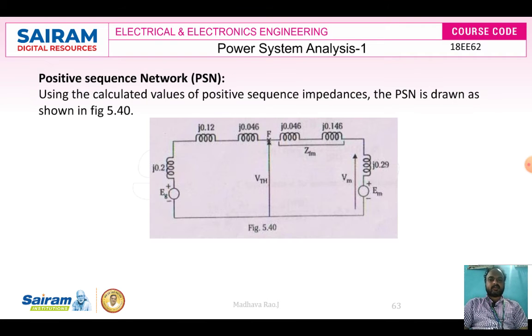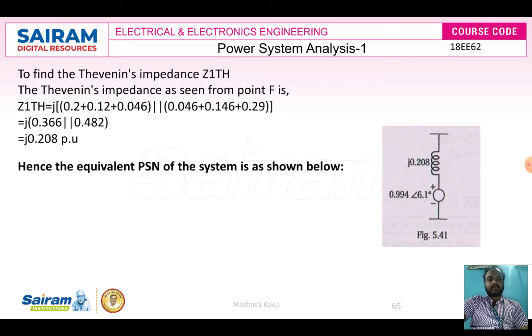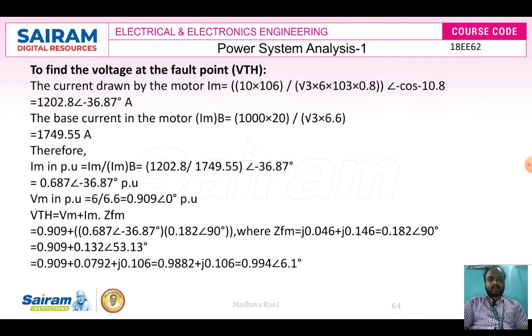According to these values, we will draw the positive sequence network, negative sequence network and zero sequence network. The positive sequence network will have voltage components, generator and motor. Here we can see this one. Similarly, the negative sequence network will not have the voltage components. According to the Thevenin method, we have to find out VThevenin, and from VThevenin we will find out the fault current.